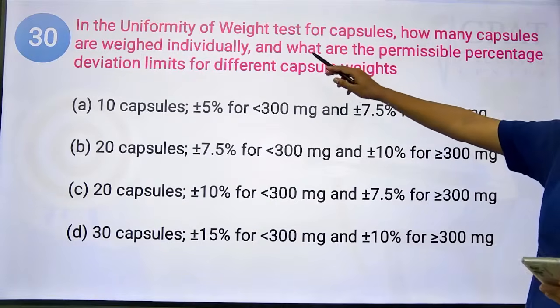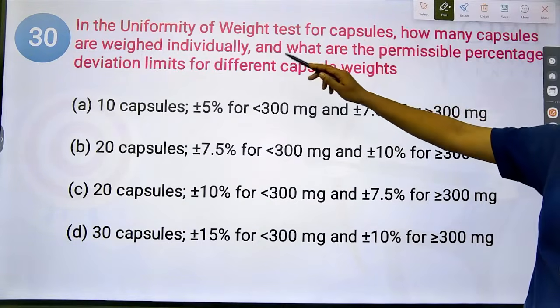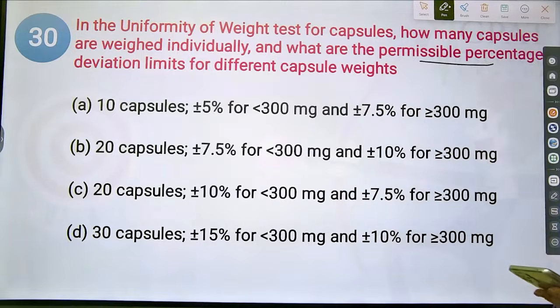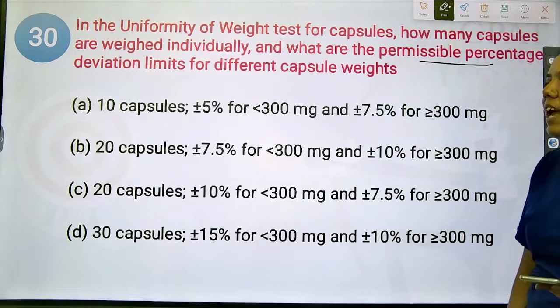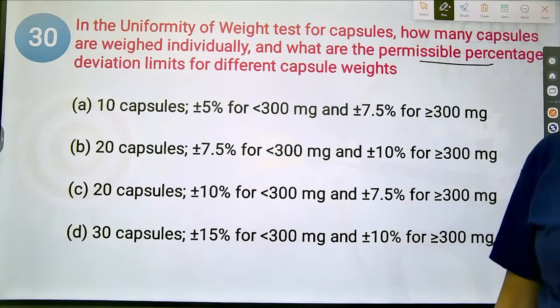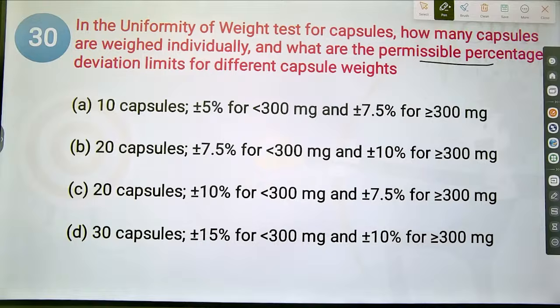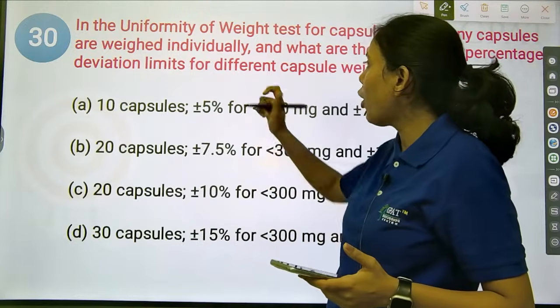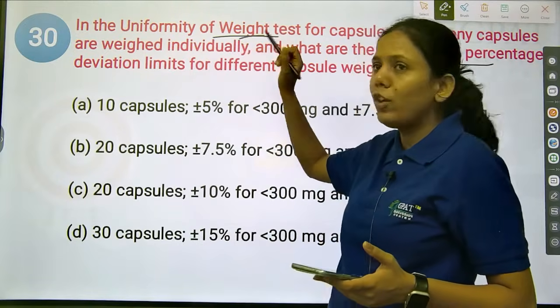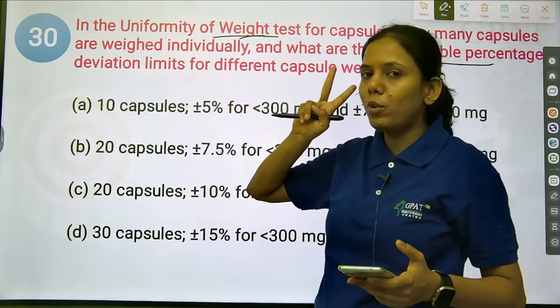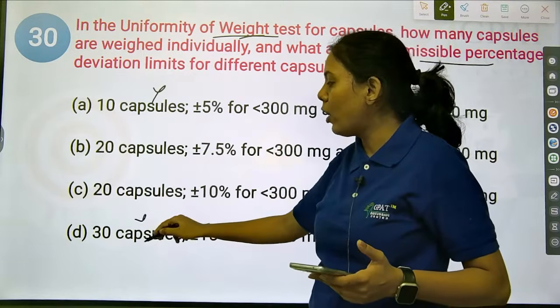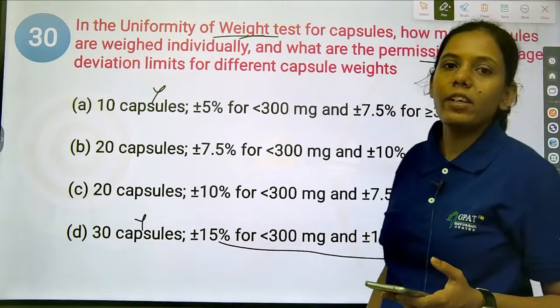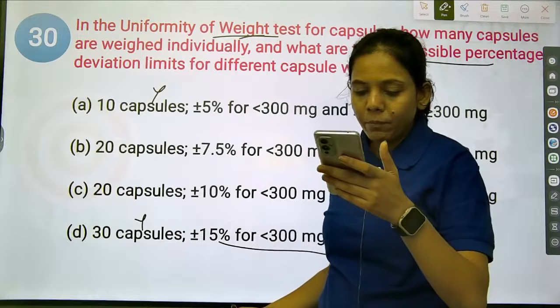Chalo. In the uniformity of weight test for capsule, how many capsules are weighed individually and what are the permissible limit deviations for different capsule weights? So just now we have seen what should be the answer. First of all, how many capsules you will see? You will take 30, initially let us say 10 and 20, right? But that is for content uniformity. For the uniformity of the capsule, you will take how many capsules? 20 capsules. 10 is definitely not there, okay? You don't even have to see whatever is given afterwards. That will save your time, okay?